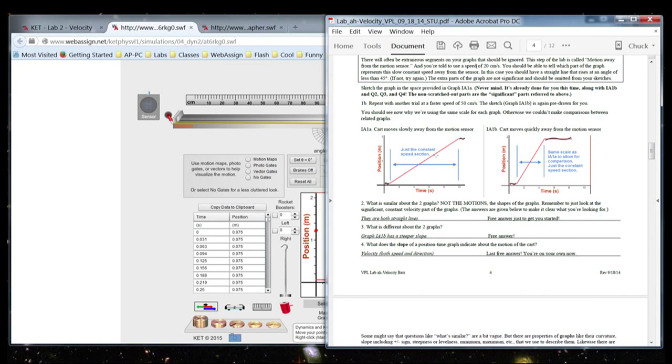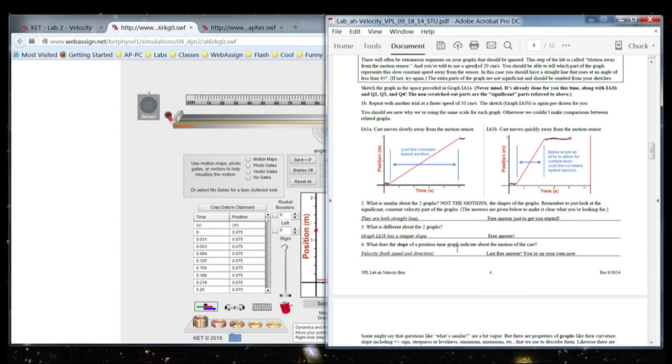Okay, what's similar? Well, they're rising. They're also straight, so both are straight lines. And notice I have a free answer just to get you started here. So what is similar about them is they're both straight lines. The fact that they have different slopes is what's different about them. It says, what's different about the two graphs? This one is steeper than that one. Notice I didn't say anything about the motions.